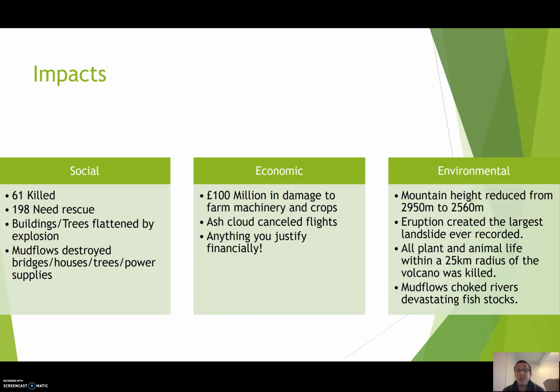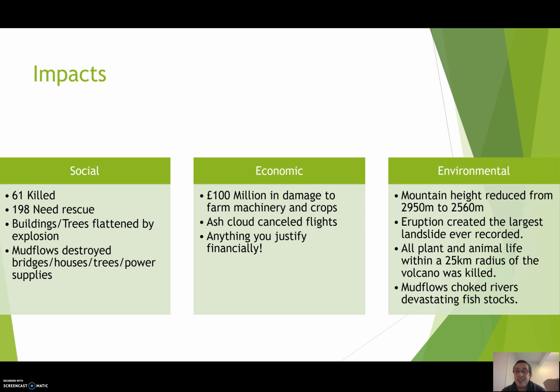The environment ones, nice, easy, straightforward ones. The mountain physically got smaller by nearly 500 metres. That's a huge environmental impact. It's a huge change to the landscape. It caused a huge landslide. There was a huge amount of death to animals, wildlife that live in the area surrounding Mount St. Helens, and plants as well.